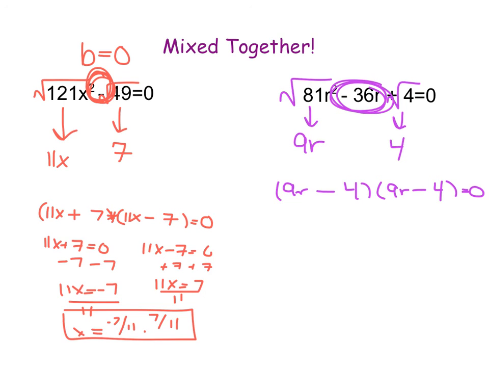Now finally, I utilize the zero product property to solve this equation. I notice that each part is the same, so I'm only going to solve it once. So I have 9r minus 2 is equal to 0. So we get 9r is equal to 2, divided by 9, and then r is equal to 2 over 9.